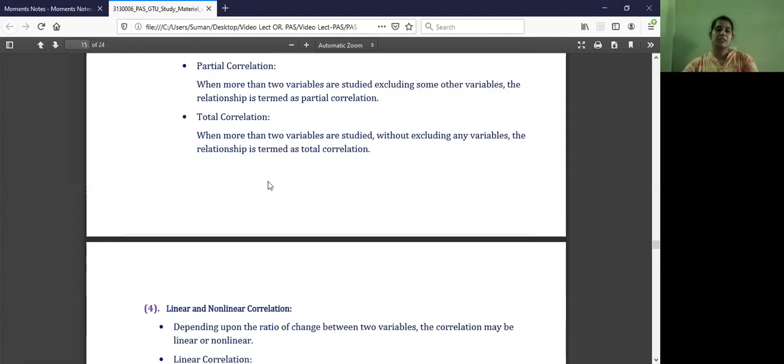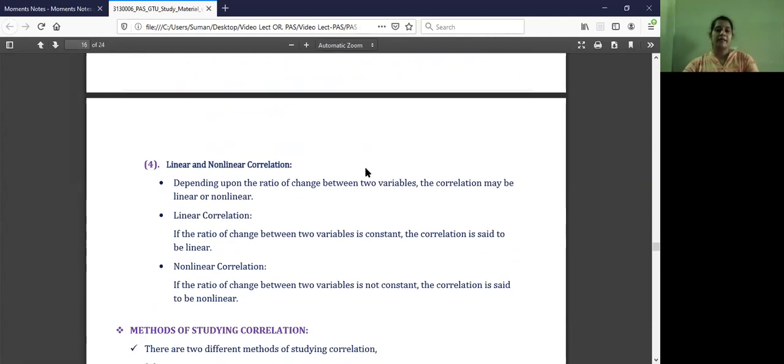And the total correlation is when more than two variables are studied without excluding any variables. More than two variables, but without excluding any variable, the relationship is termed total correlation.